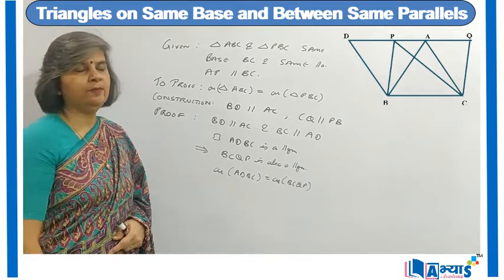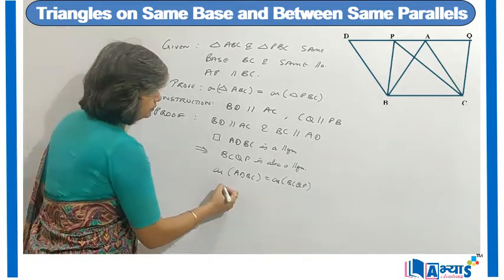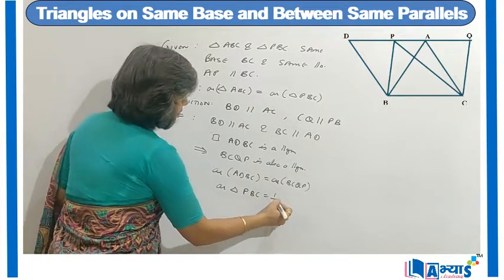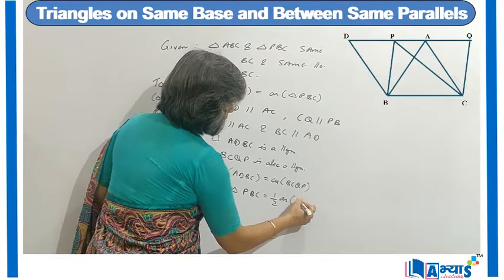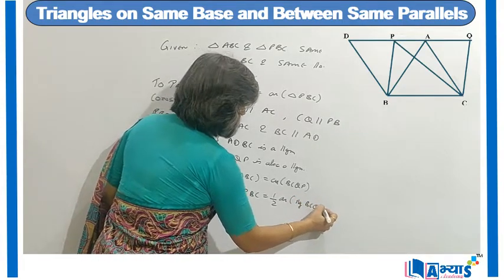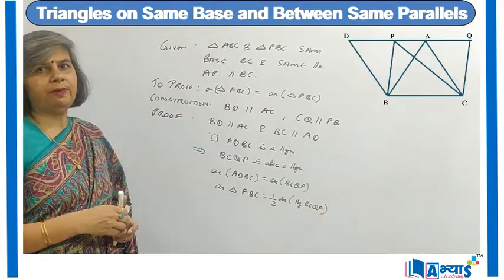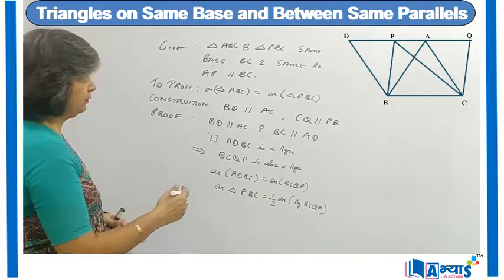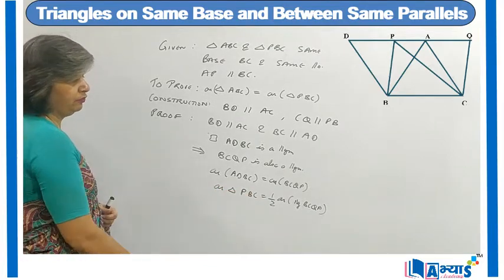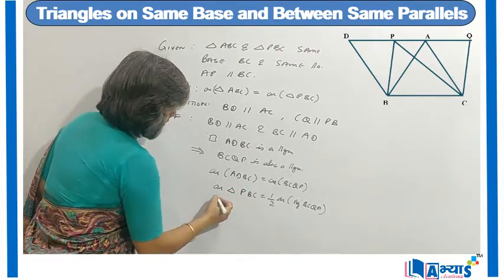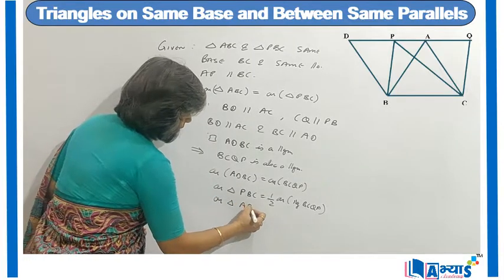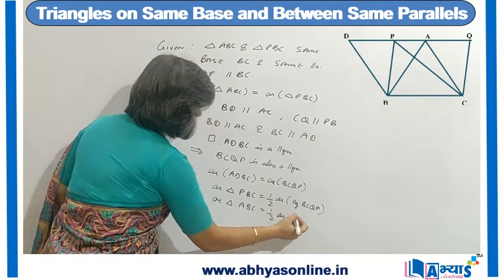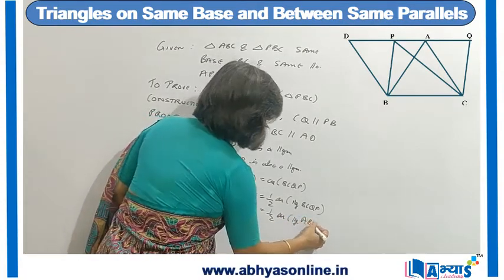And we know that area of triangle PBC is half of area of parallelogram BCQP, because we know that the diagonal of a parallelogram divides it into two congruent triangles, so the areas are equal. So the area of triangle PBC is half of area of parallelogram BCQP. Similarly, area of triangle ABC is half of area of parallelogram ADBC.